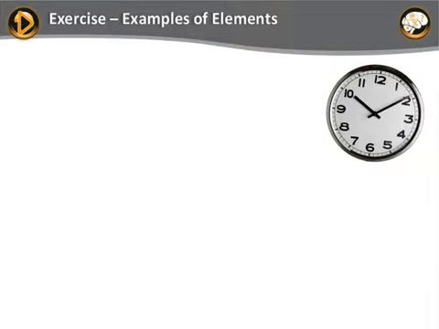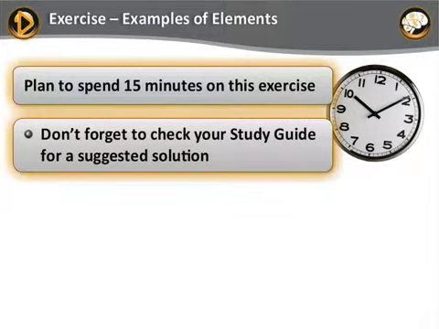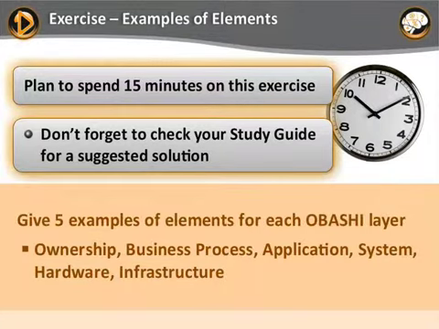Let's finish this lesson with another exercise. Plan to spend 15 minutes on this exercise, and don't forget you'll find the suggested solution in your study guide. The OBASHI layers are ownership, business process, application, system, hardware, and infrastructure. Give 5 examples of elements for each layer. For example, hardware elements might include servers.